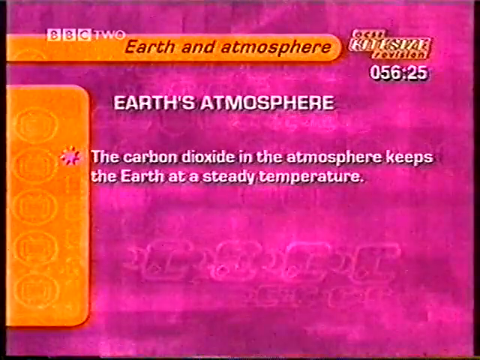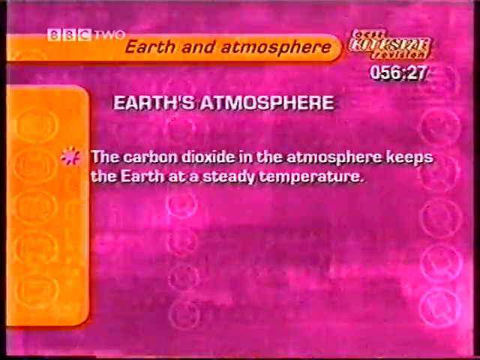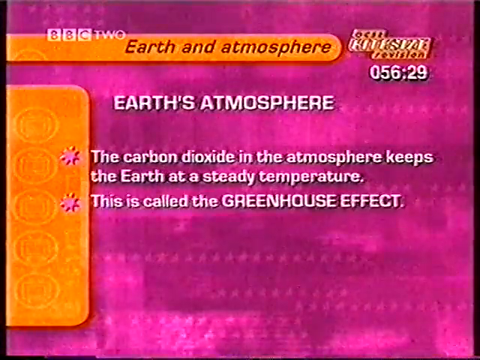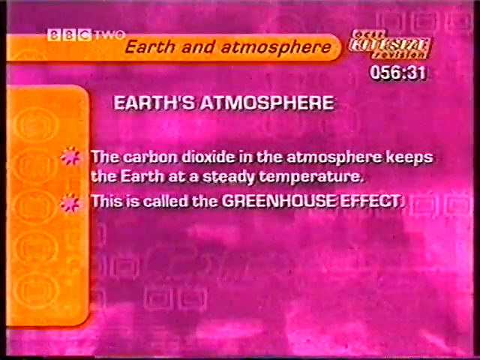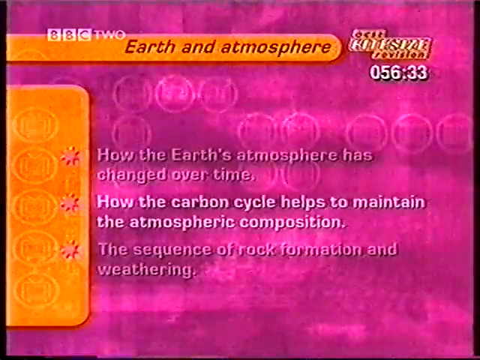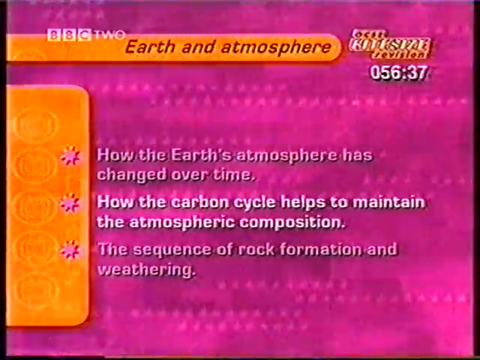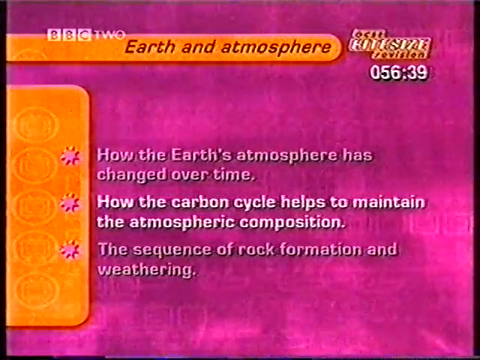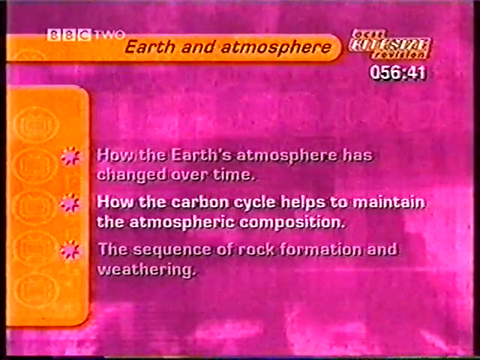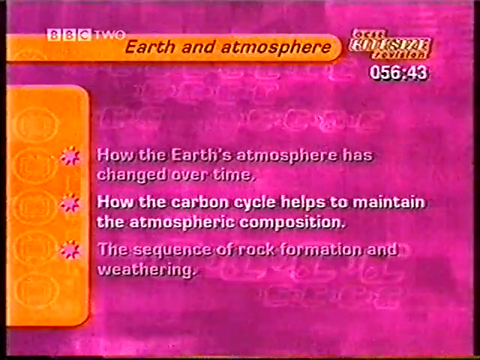So it's the layer of carbon dioxide in the atmosphere that keeps the Earth at a steady temperature. This is called the greenhouse effect. Next, how the carbon cycle helps to maintain the composition of the atmosphere. The next clip explains the role of the carbon cycle and the important part played by the oceans.